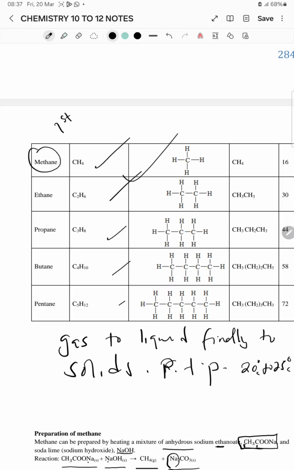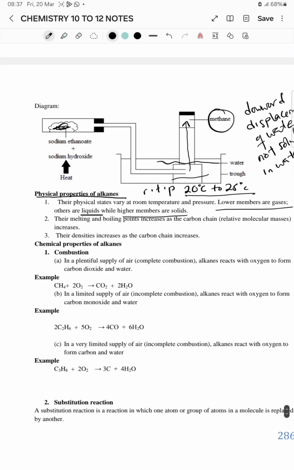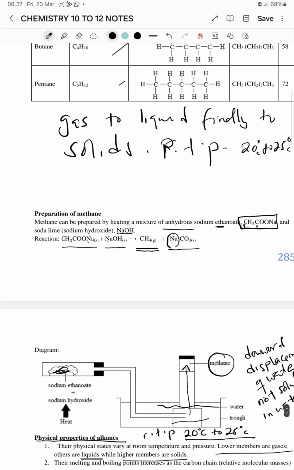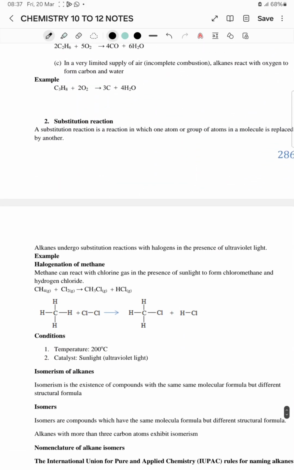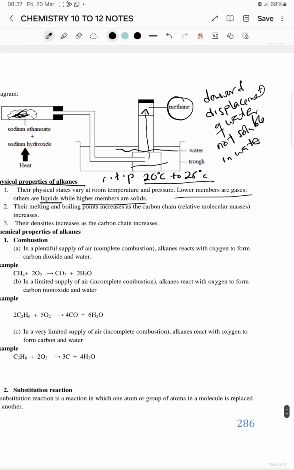Okay, so methane is a gas, ethane is a gas altogether. As you continue moving down, as the number of carbon chain increases, even the state changes. So we have the 10th one, which is decane. That can be known as a solid.